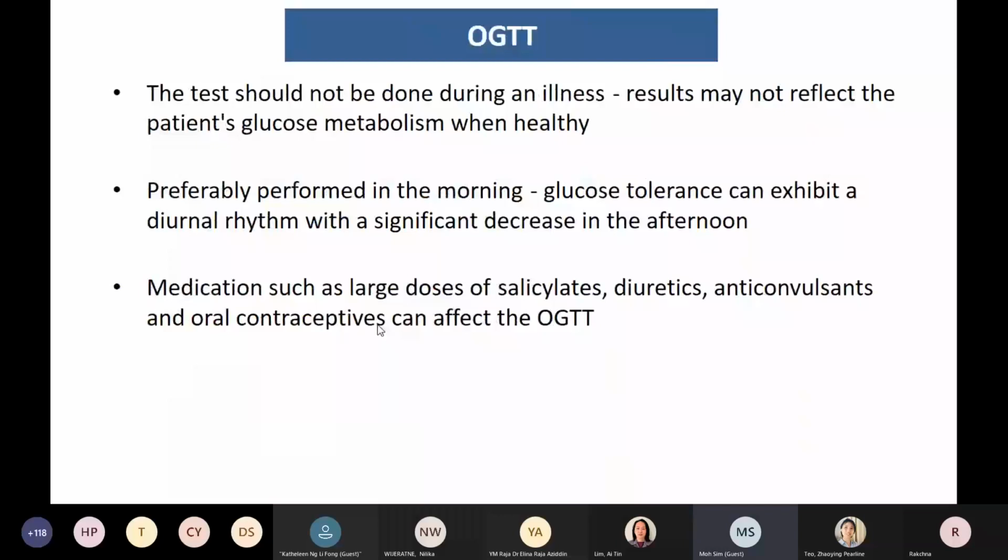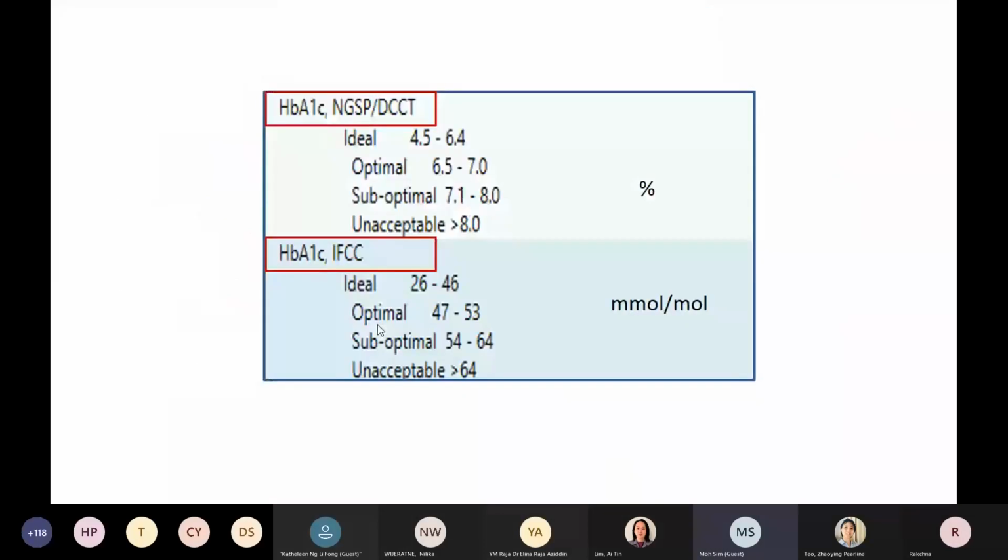Let's now move on to HbA1c. So HbA1c can be reported using NGSP-DCCT units, which is in percentages, or you can report HbA1c in IFCC units, which is millimole per mole. Patients are assessed to have good glycemic control if the HbA1c falls between 6.5 to 7%, and patients are deemed to have poor glycemic control if the HbA1c exceeds 8%.